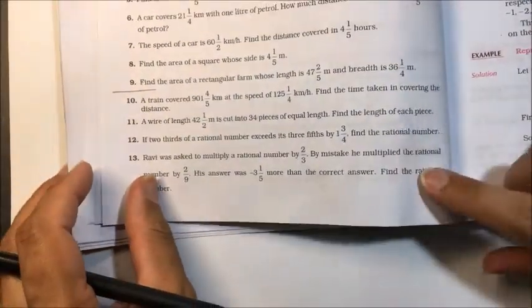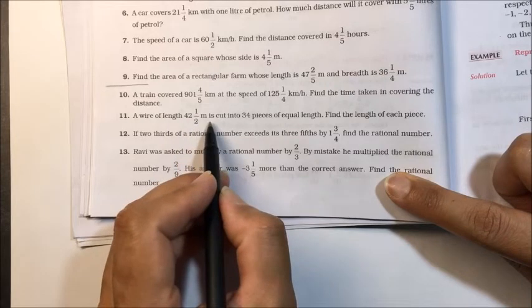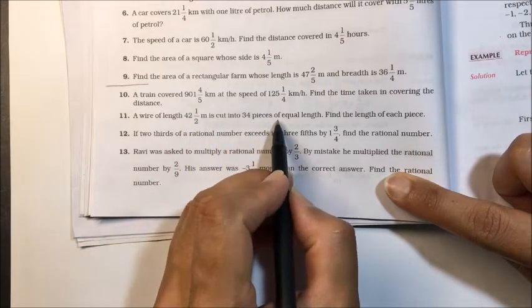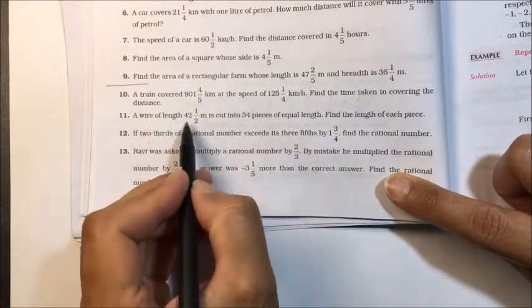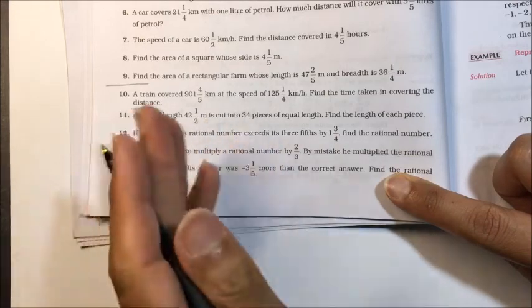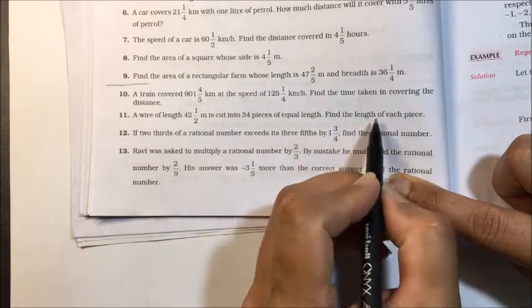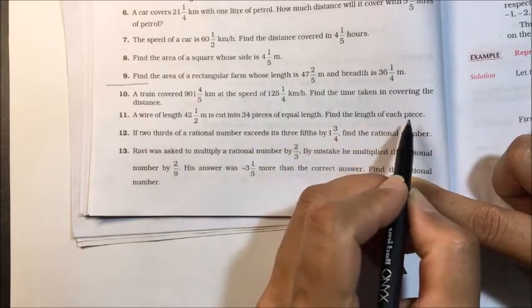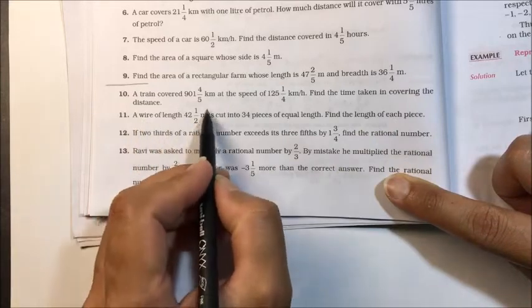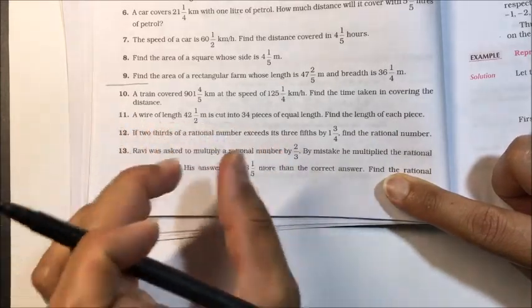11th question. A wire of length 42 1/2 meter is cut into 34 pieces of equal length. So we have a wire of this much length in meters, and it is cut into 34 pieces. We are cutting this wire into pieces of equal length. Find the length of each piece. So what is being given? Length of the wire is given, and it is cut into 34 equal pieces.